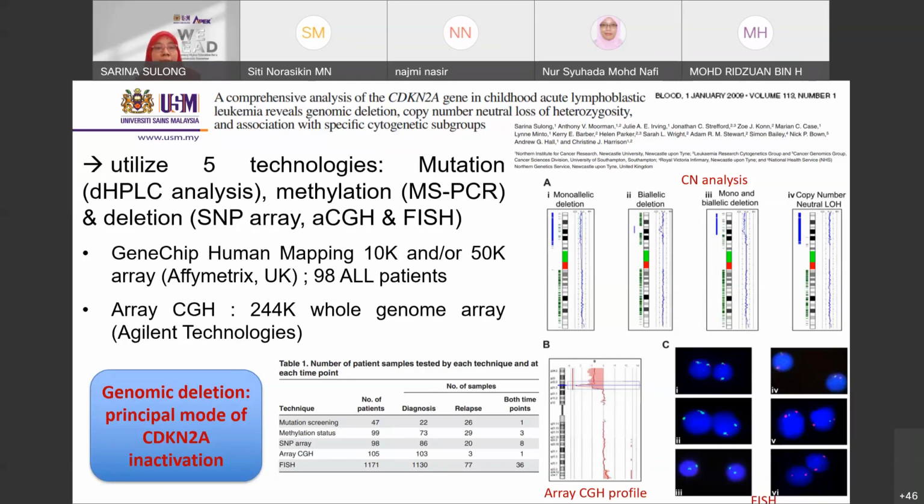And at that time, I used the GeneChip Human Mapping 10K and also 50K arrays from Affymetrix, and also the 244K whole genome array from Agilent. That one is for array CGH. Our study revealed that the principal mode of CDKN2A inactivation was a genomic deletion. And FISH analysis is very important to validate the findings from the SNP array and also array CGH.